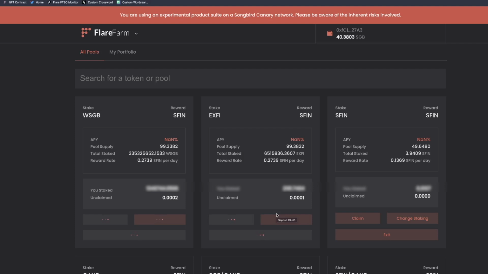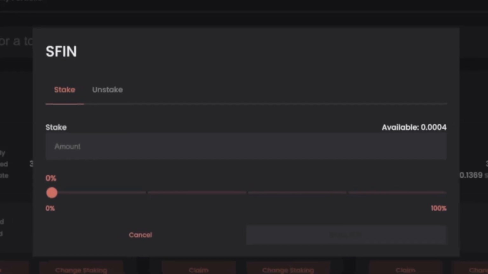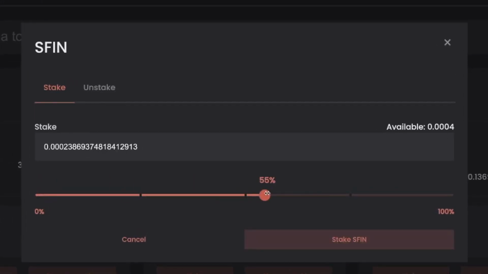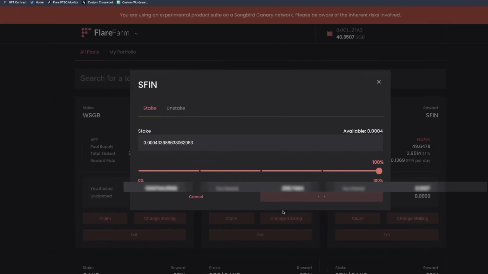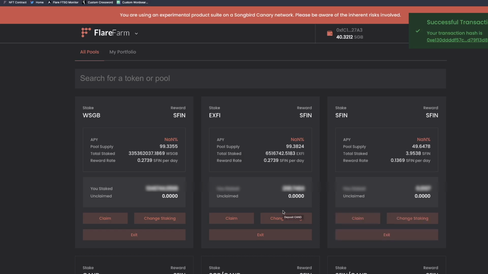Now, once we have SFIN, we don't just leave it, okay? What we can do is enter it into the SFIN pool. If you click on Change Staking, bring this slider all the way to the top and click on Stake. Confirm the transaction. And hey presto, we've just increased our share in the SFIN pool.